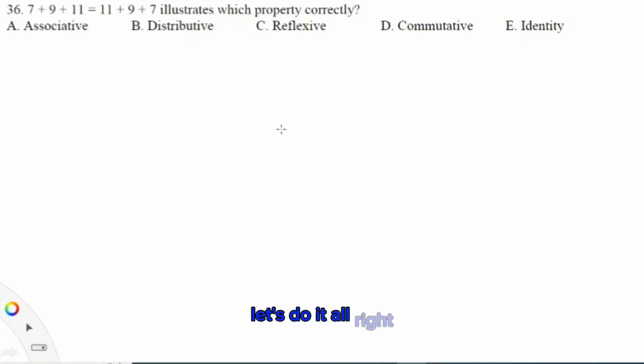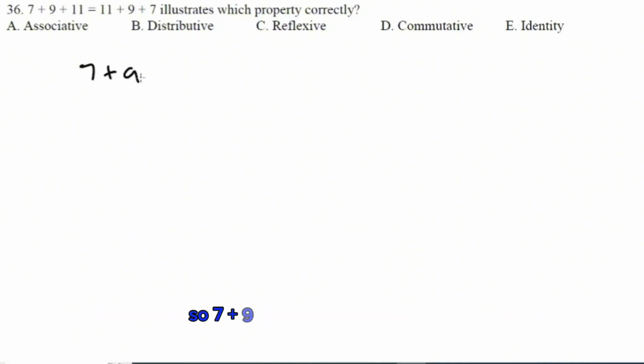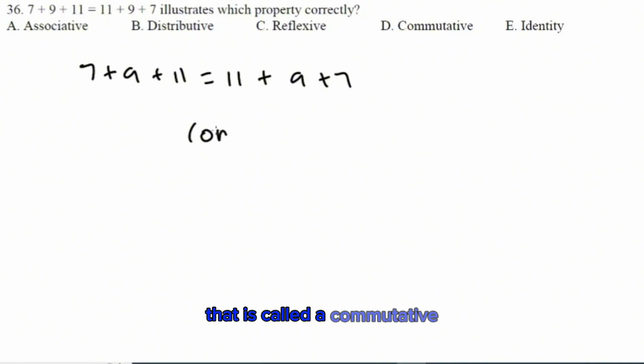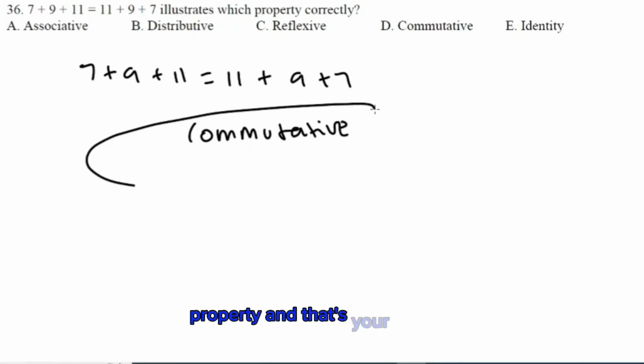Alright. 7 plus 9 plus 11 equals 11 plus 9 plus 7 illustrates which property correctly? When you have an addition problem like this, 7 plus 9 plus 11 is equal to 11 plus 9 plus 7, all they've done is reverse the order in which things are added. That is called the commutative property. And that's your answer.